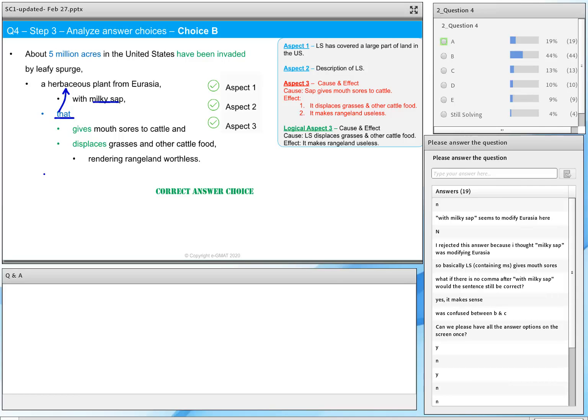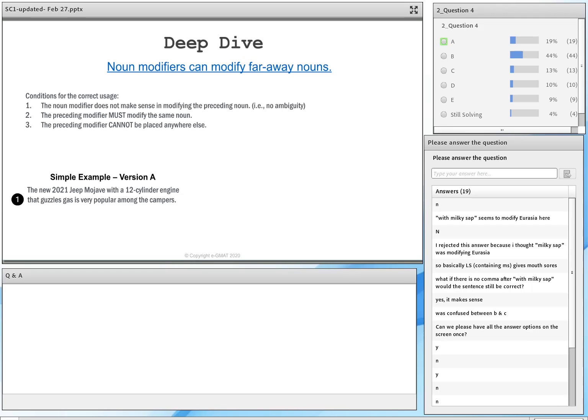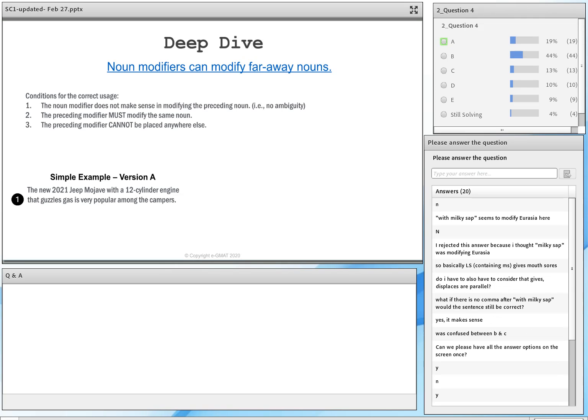All right. With this understanding, now let's take a look, and at the end I will show all the answer choices. Here we have a few examples for you where we have faraway noun modification and simple sentences. You can study them to understand exactly what's going on. Let's go through it quickly.